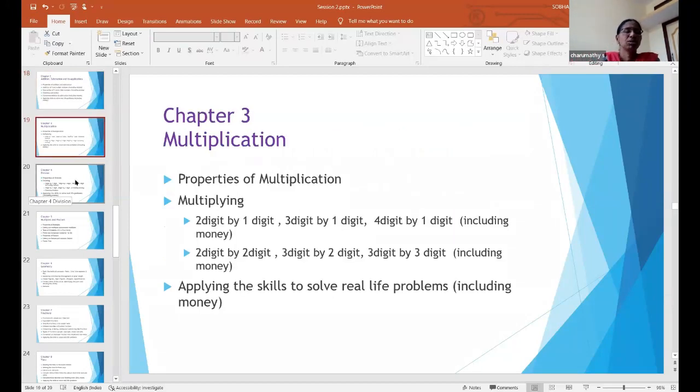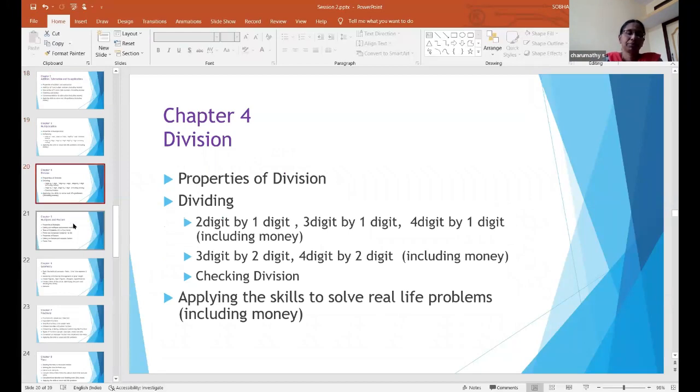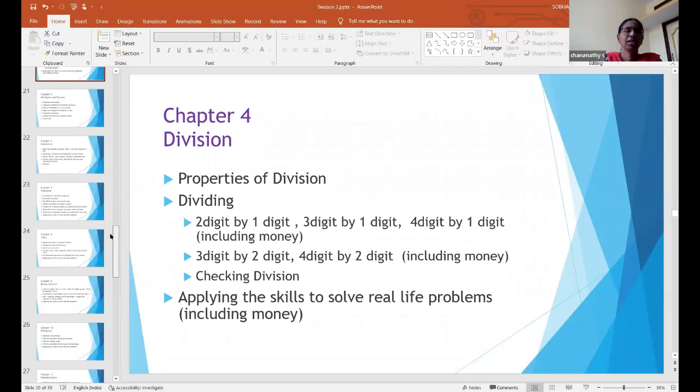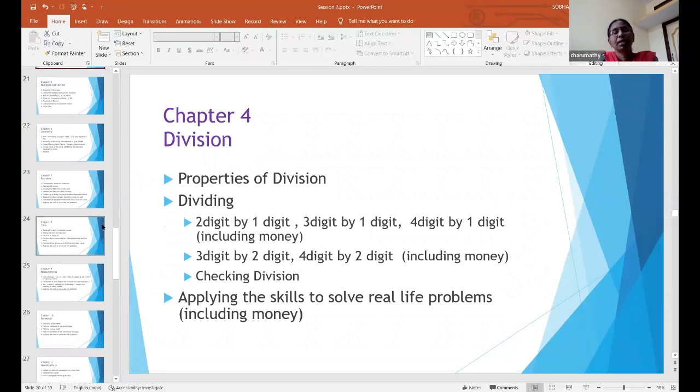So again, here also you could see, I think all of you can read this. It's 2 by 1, 3 by 1, 4 by 1, 2 by 2, 3 by 2, and 3 by 3. Again here, same. Here also money is included. I would like to mention, whenever we are saying money is included in these 4 arithmetic operations, we are dealing only with rupees and not with both rupees and paise. It is only rupees.